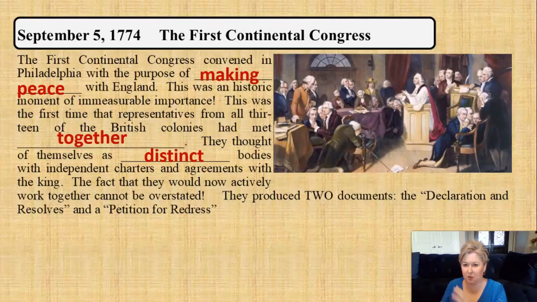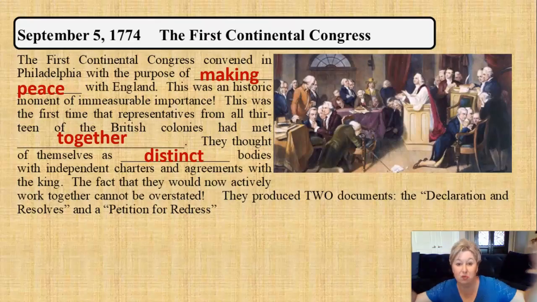And we don't really need to deal with each other. Well, again, letters from a Pennsylvania farmer, committees of correspondence, all of that had begun to change those things over the years, change that idea that they really did need to work together. So the fact that they are actively now working together really cannot be overstated.